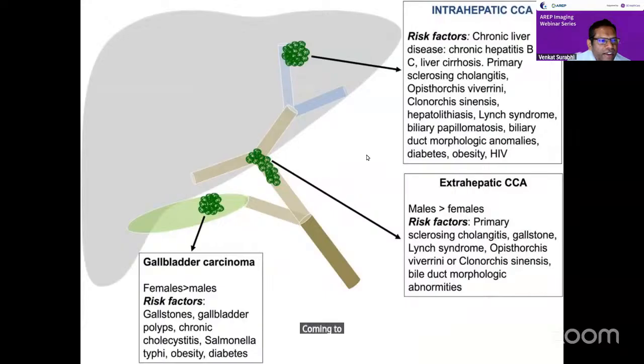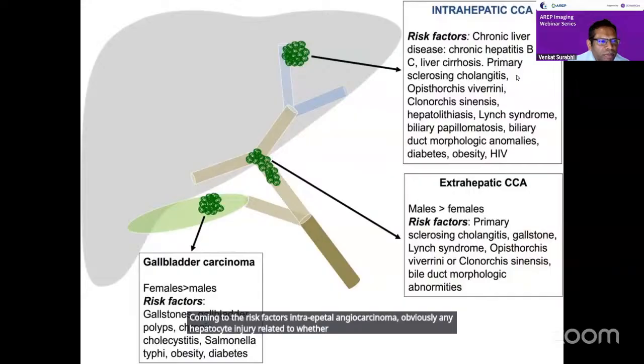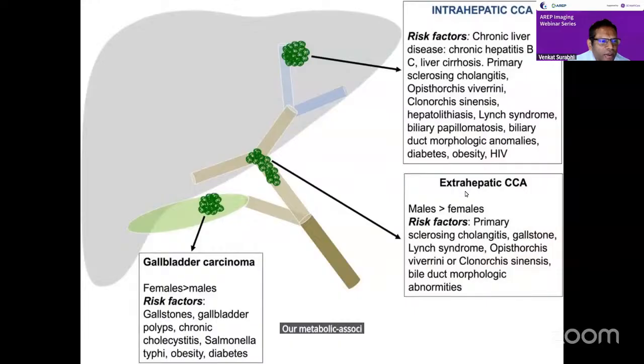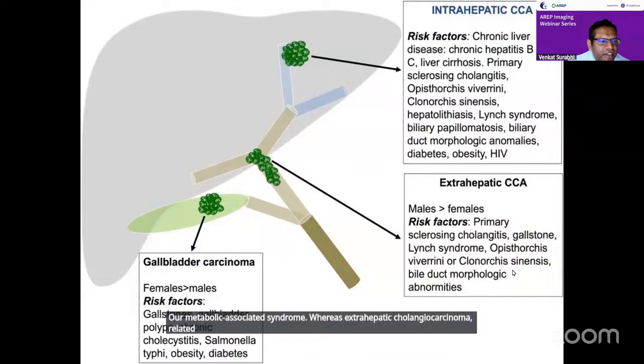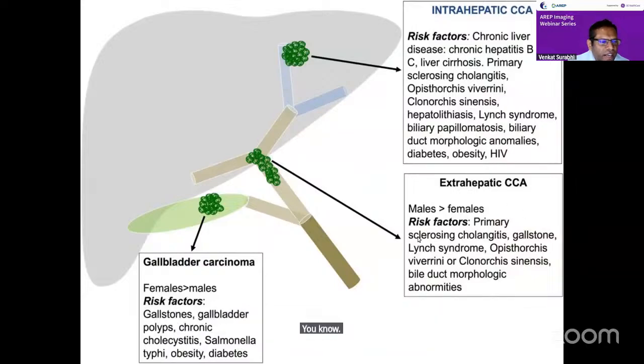Coming to the risk factors, for intrahepatic cholangiocarcinoma, obviously any hepatocyte injury related to viral infection, PSC, or metabolic associated syndrome. Whereas extrahepatic cholangiocarcinoma is related to either parasitic infections, primary sclerosing cholangitis, or chronic inflammation, which can cause increased risk.